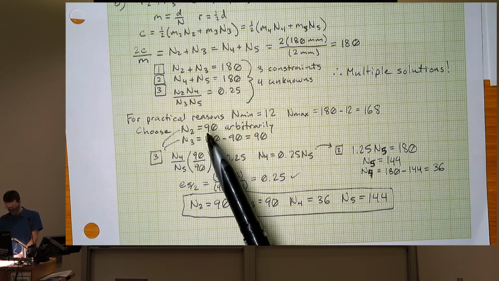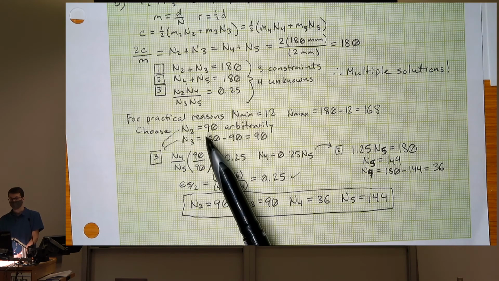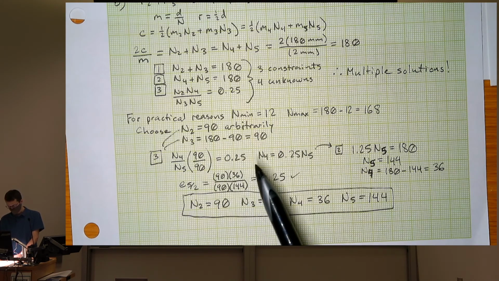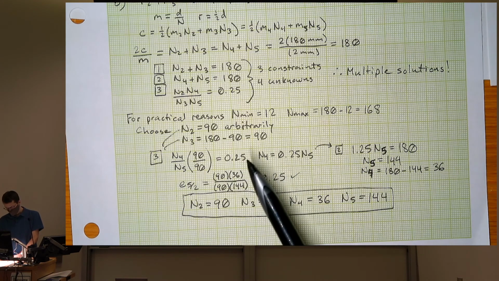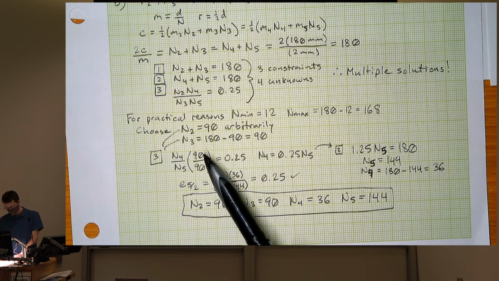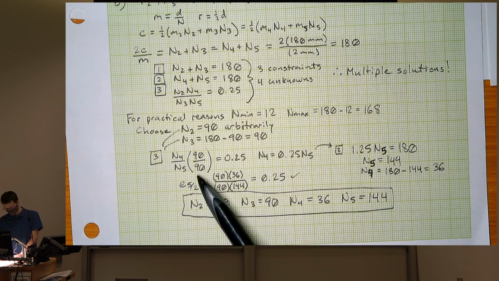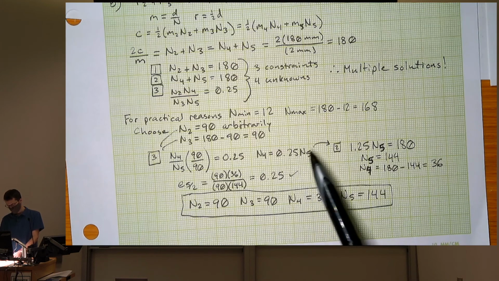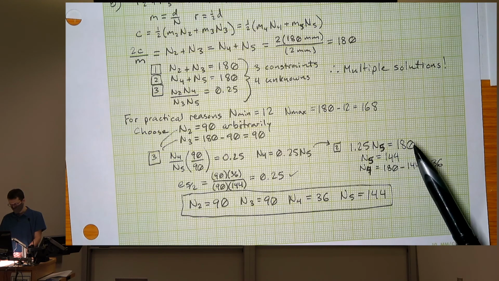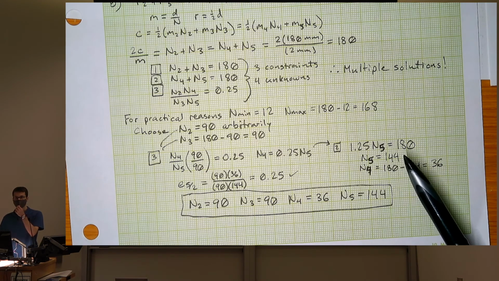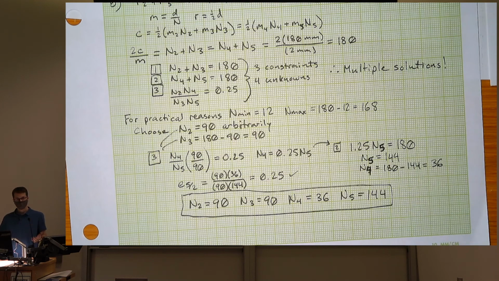Now, what would have happened if I chose something different? Like instead of N2 equals 90, I chose something like N2 equals 89. Well, chances are our numbers would not have worked out quite so nicely. We would still be able to come up with an answer for N3. N3 would be 91 instead of 90. And when we would plug that in here, we'd have 89 over 91, and that would give us some nasty value here that would give us n4 is equal to some number times n5. And we'd probably end up, in that case, with a non-integer solution for n5.